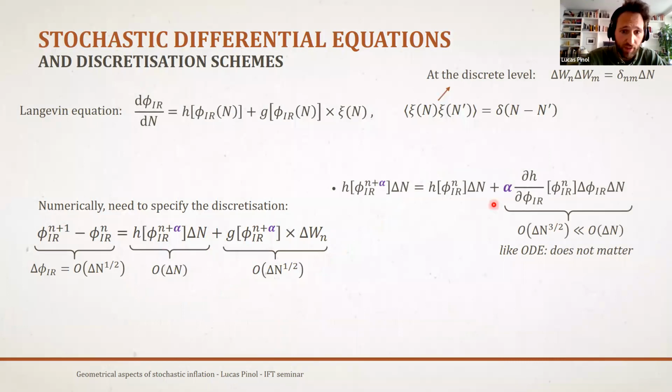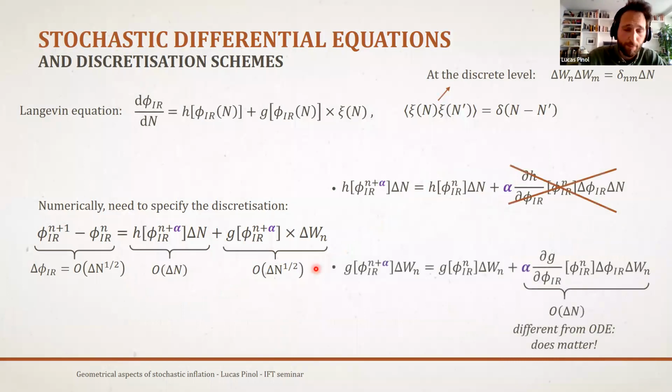Because if you look at the drift term, nothing weird happens. You look at the drift term at the time step n plus alpha, which is the intermediate time step between n and n+1. You have the one at n plus some correction proportional to alpha, but the correction goes like delta n to the power 3/2. So we don't really care. It's irrelevant. This is like in ordinary differential equations.